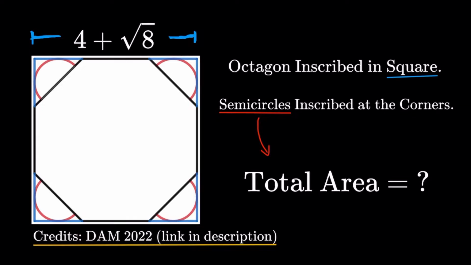Take a look at the figure on the left. An octagon is inscribed in a square of side length 4 plus square root of 8. 4 red semicircles are inscribed at the corners, as you can see. Find the total area of the 4 semicircles.